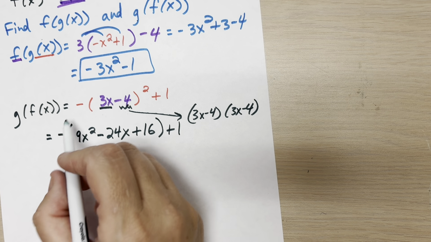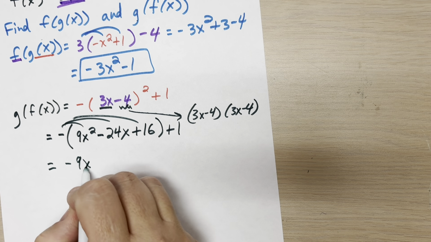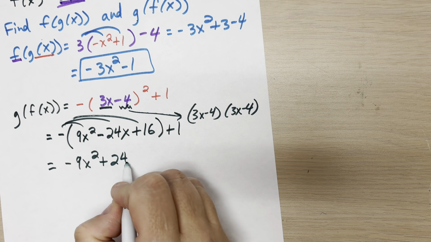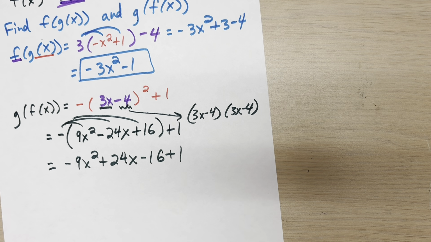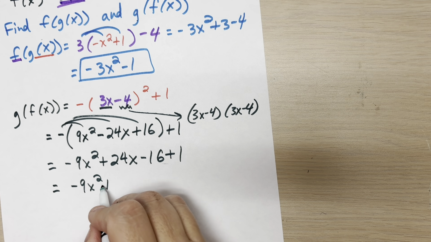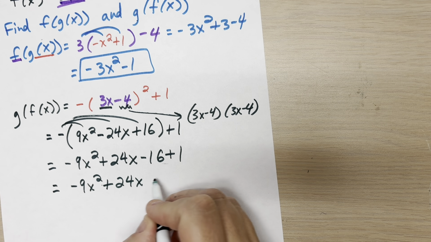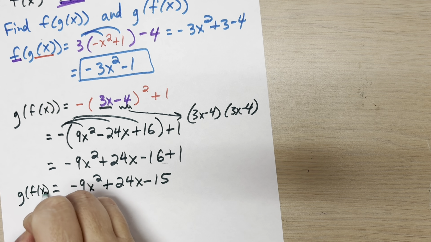So the next thing we have to do is take the negative and distribute it through. So all the signs are going to change. Negative 9x squared plus 24x minus 16 plus 1. Then at the end, we're going to combine like terms. That's going to turn into a negative 15. And there's your g of f of x.